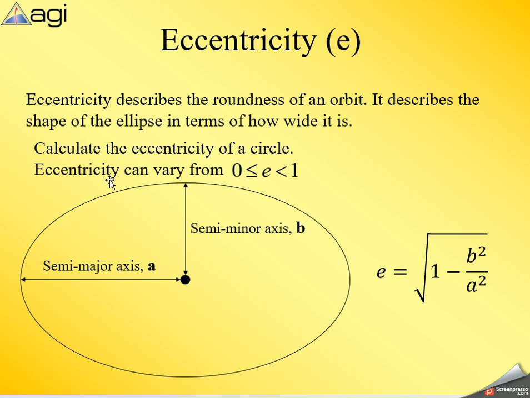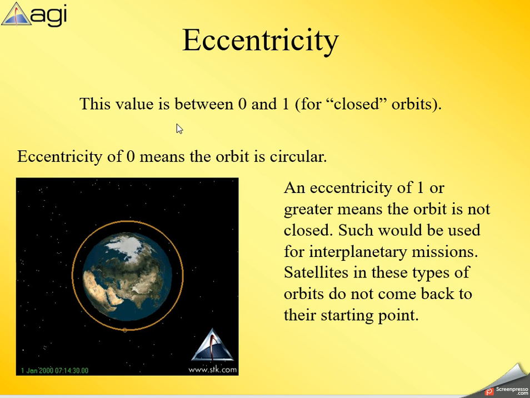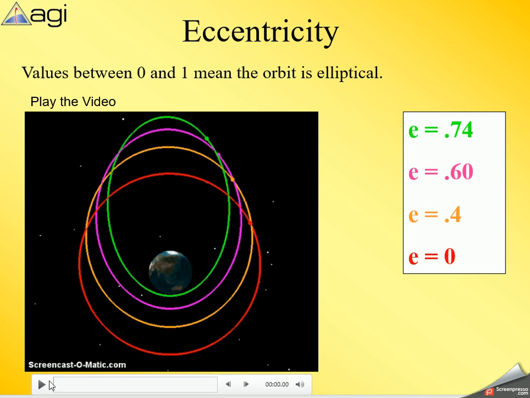So you can calculate the eccentricity. It goes from 0 to 1. Eccentricity is the square root of 1 minus the minor axis squared divided by the major axis squared. An eccentricity value between 0 and 1 is for closed orbits. So if it's 0, it's circular. An eccentricity of 1 or greater means it's not closed, so it would project out and never really come back. So if you're going to send something way off into space, we would use a value greater than 1. Here is a different video to show the different eccentricities.